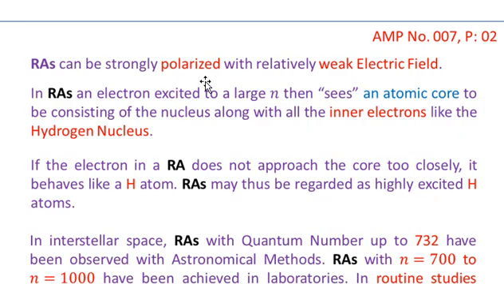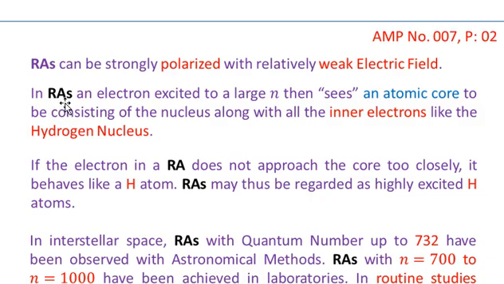Rydberg atoms can be strongly polarized with relatively weak electric fields. So this is one of the properties of the Rydberg atoms. There are some properties that we are just mentioning, but we are not going to prove them because their domain goes out of the atomic physics domain. They are problems that we normally discuss in classical physics, so here we are not going to discuss those properties, but we are just mentioning some of them. So the Rydberg atoms can be strongly polarized with very weak electric fields. The stress is on the weak electric field.